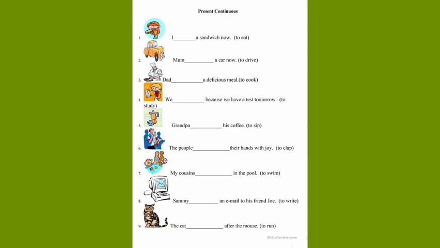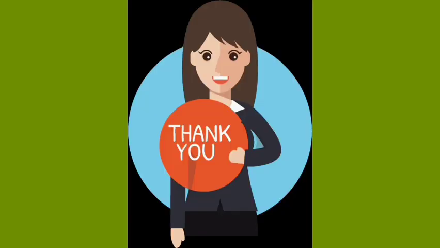Grandpa dash his coffee, to sip. The people dash their hands with joy, to clap. My cousins dash in the pool, to swim. Sammy dash an email to his friend Zoe, to write. The cat dash after the mouse, to run. Okay, so here you need to use the present continuous form of the main verbs given in the bracket.